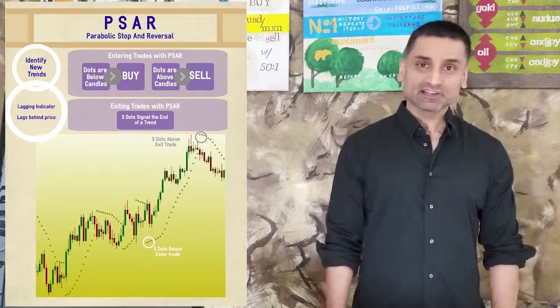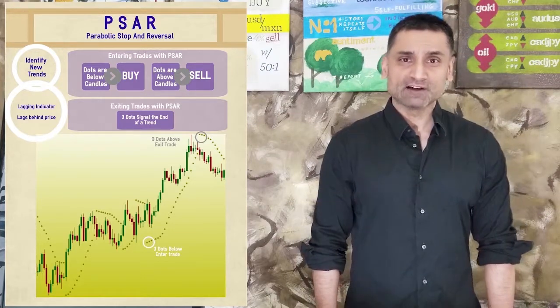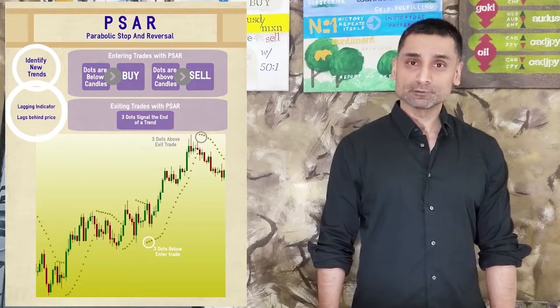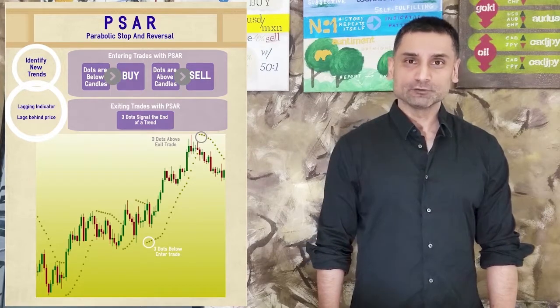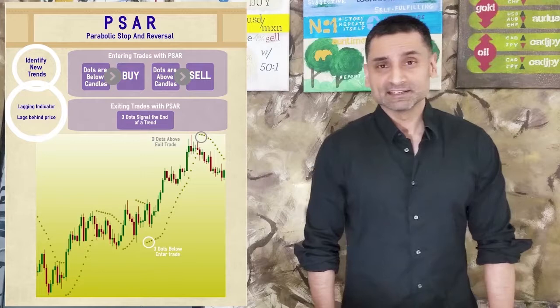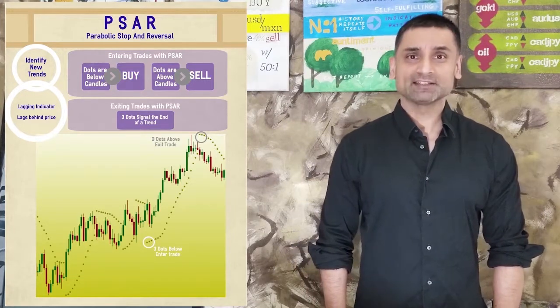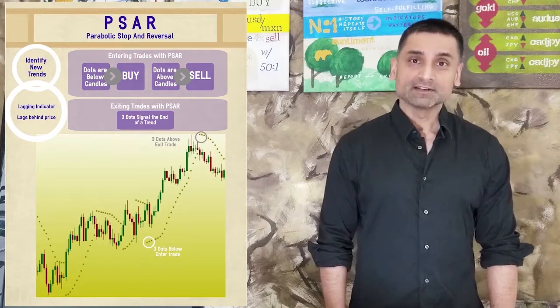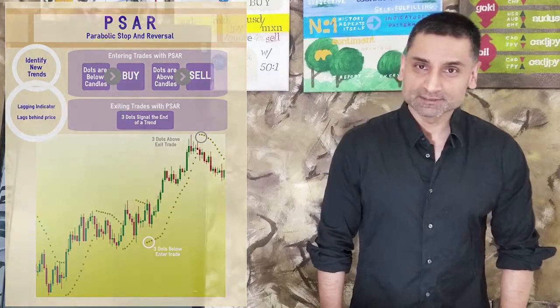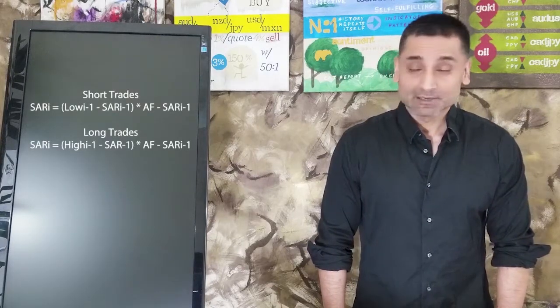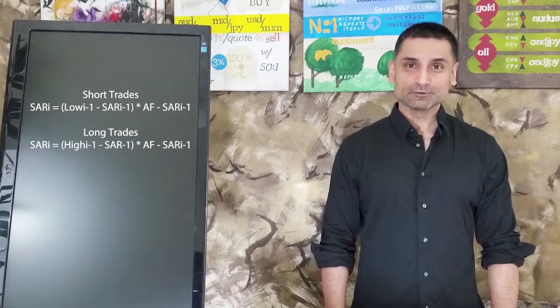Or you could use it with psychological levels, the whole numbers, half numbers, and even support and resistance levels that you've identified. You could even add an ADX indicator to this. The ADX we're going to get into in a later lecture. But back to the PSAR, we're going to go over the calculations. Actually, I'll just put them up here. The platform will do all the calculations for you, as always.